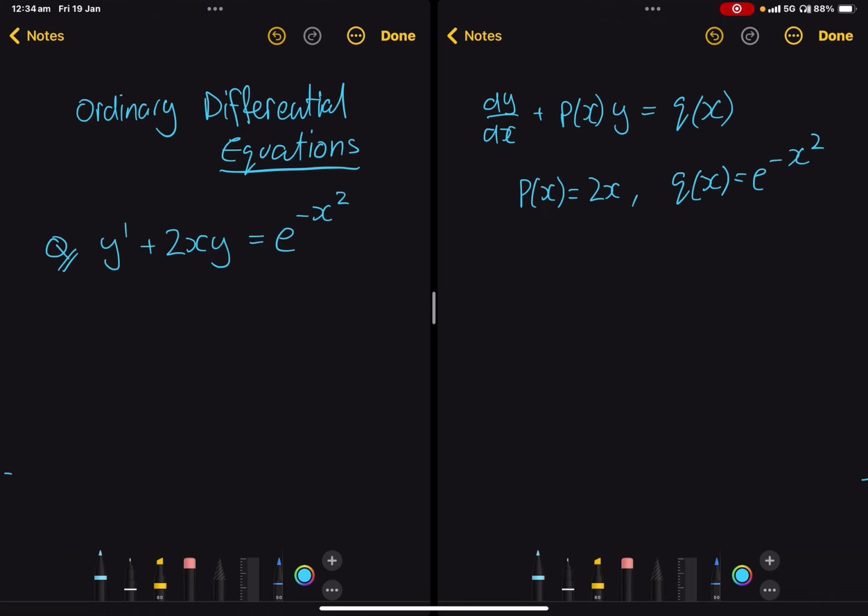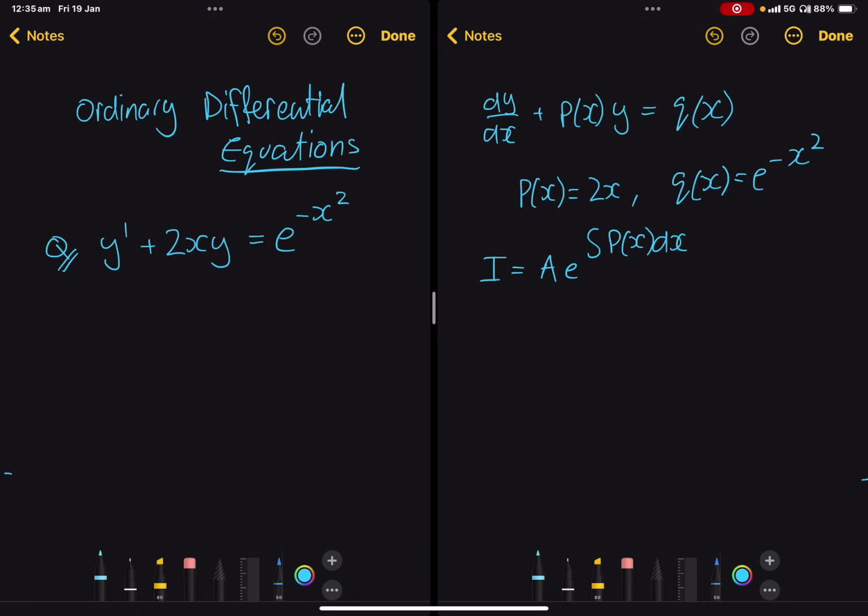In the case where we have this kind of first order differential equation, we can find something that is known as an integrating factor. The integrating factor I is equal to a constant, which we'll call a, times e to the integral of p of x dx.